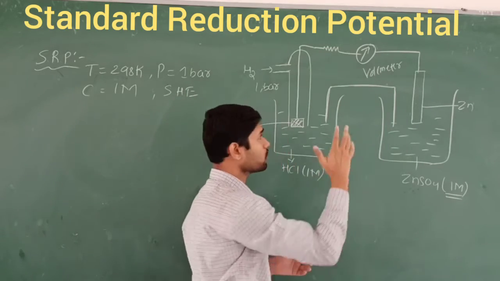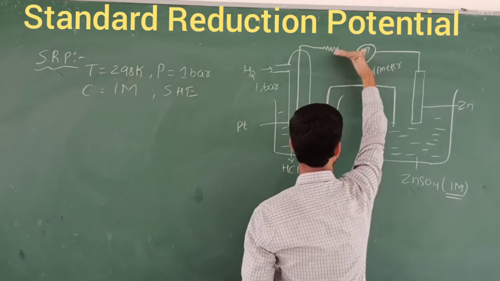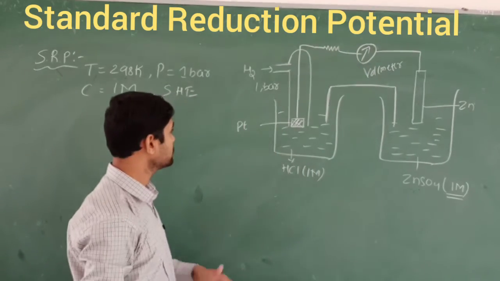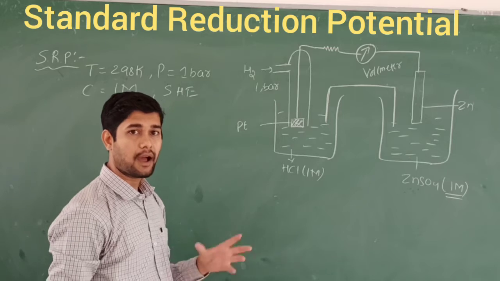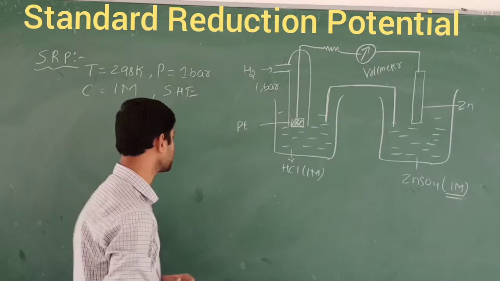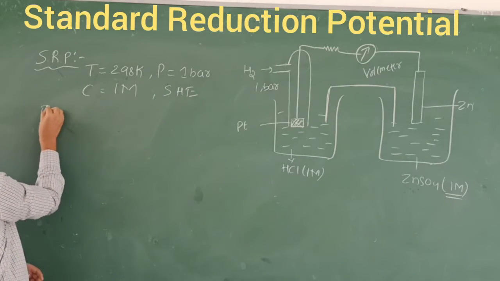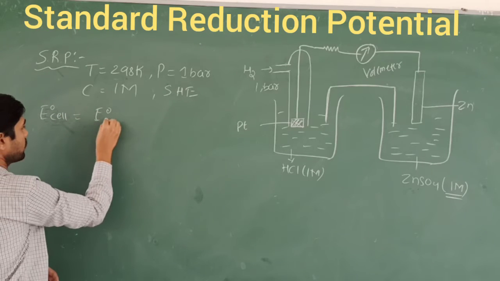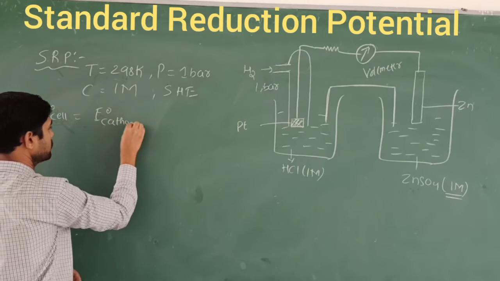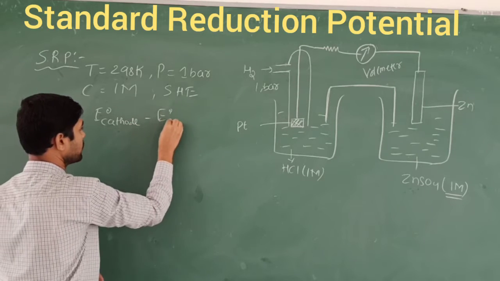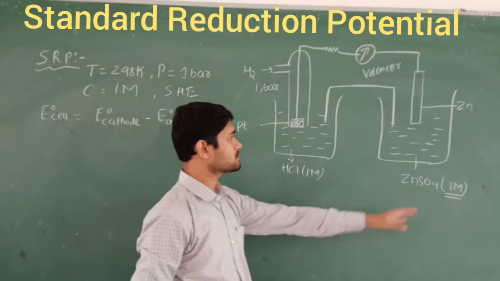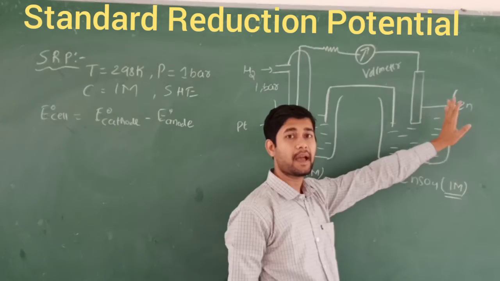So the deflection goes on like this. The deflection may come like here, or it may go like this. These are called deflections. And this is a standard hydrogen electrode. And you know that the standard EMF of a cell is equal to E naught cathode minus E naught anode. Here in this case, the zinc electrode acts as an anode.